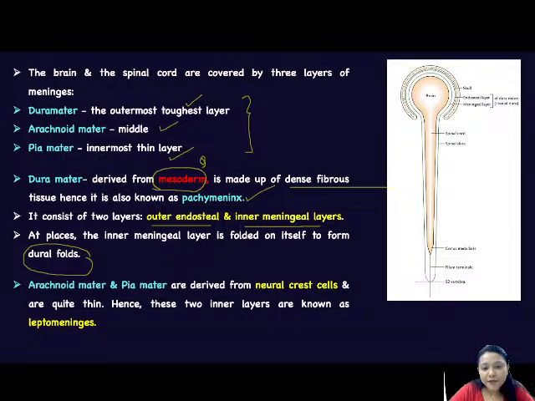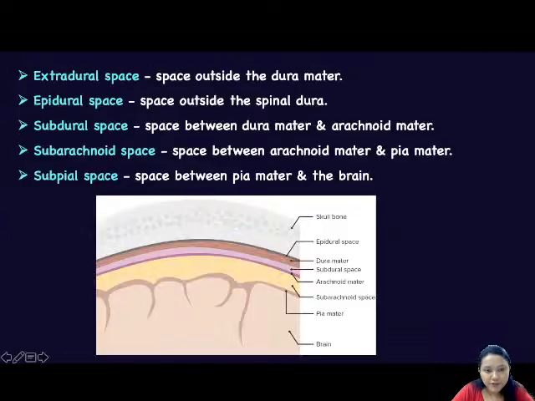Now the arachnoid and the pia mater arise from the neural crest cells, and together they are known as the leptomeninges.